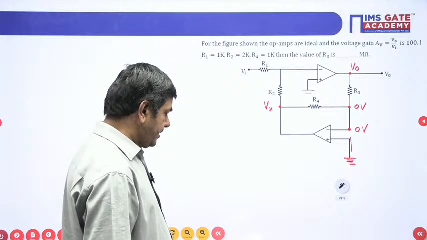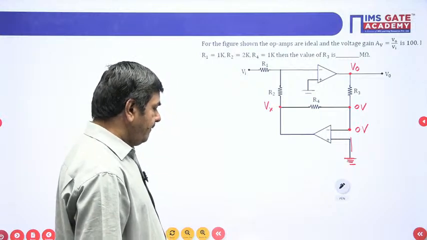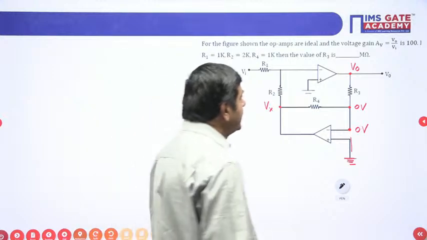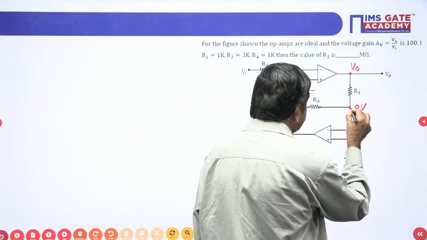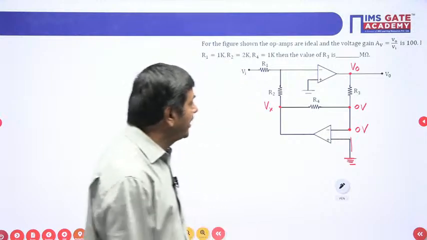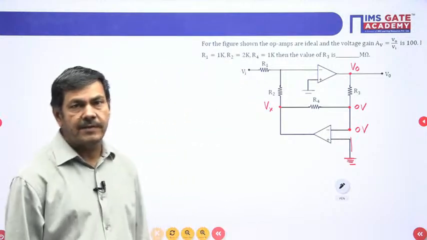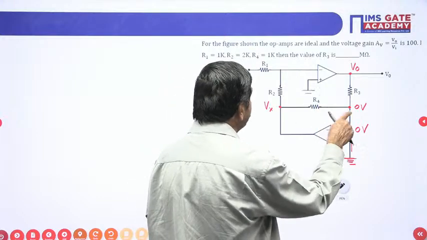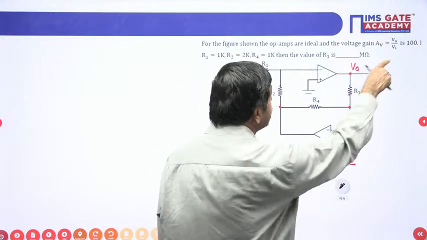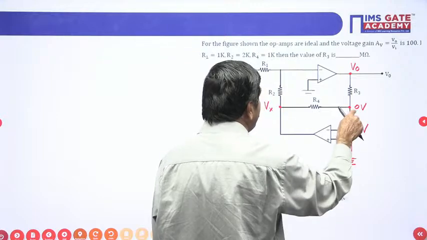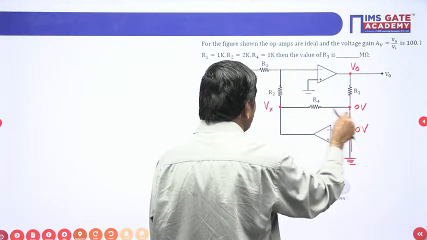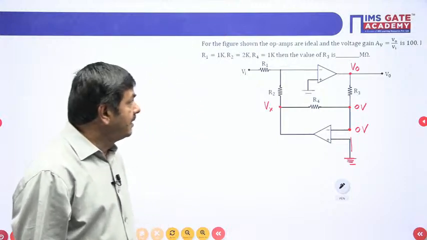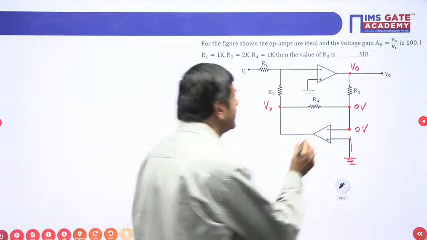So which way can we tackle this question? Initially, I selected this node voltage. By selecting this node voltage, I want to find Vx at first. Our aim is to find R3 only now. V naught by Vi is given as 100 here. By using this node, I want to find the Vx value. How can we find this?